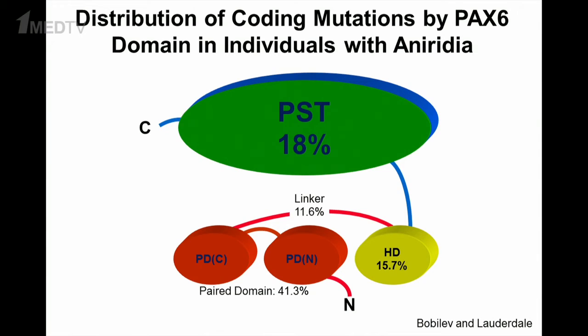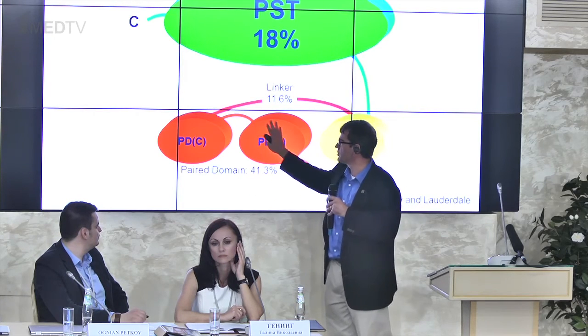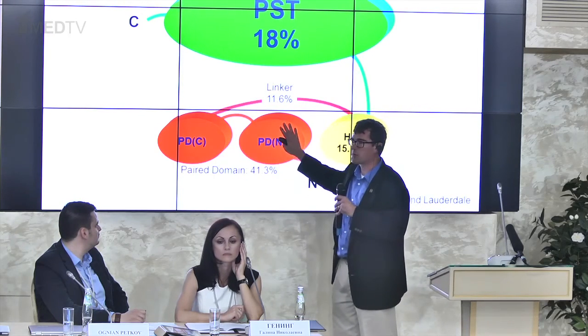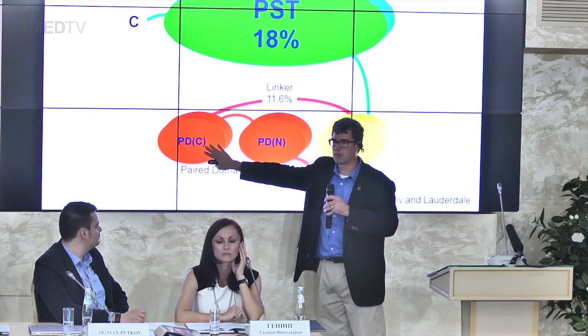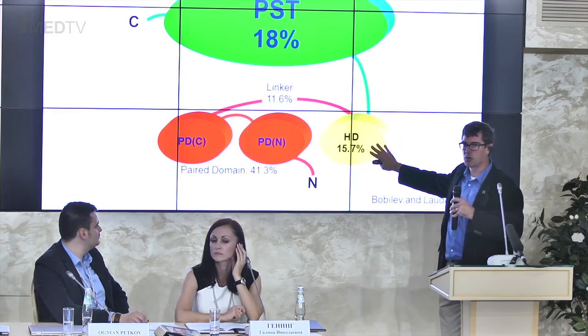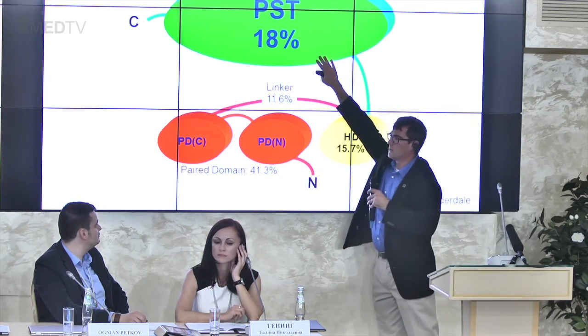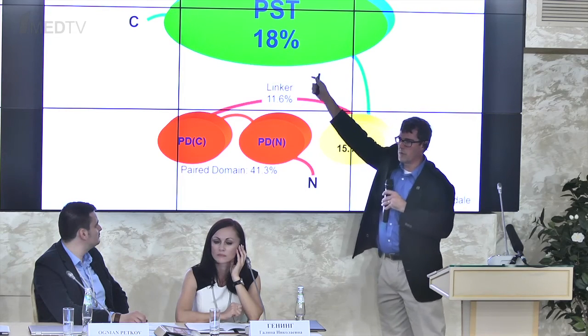If we look by domain, we see that approximately 41.3% of mutations are going to occur to stop the protein from being made at this point. 15% will block the protein from being made at this point. 18% will block this part of the protein from being made.